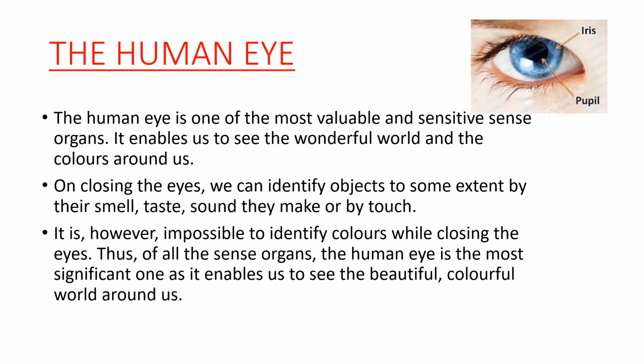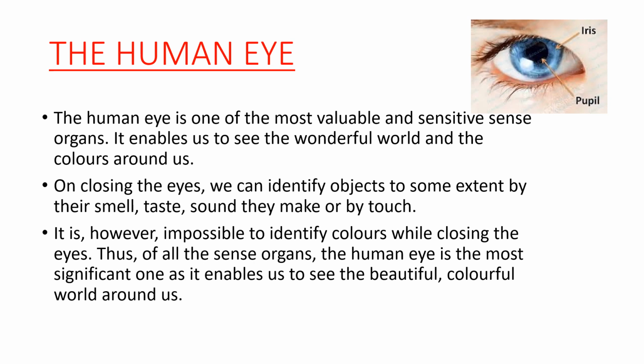What is the importance of human eye? The human eye is one of the most valuable and sensitive organs. It enables us to see the wonderful world and the colors around us. On closing the eyes, we can identify objects to some extent by their smell, taste, sound they make, or by touch. It is, however, impossible to identify colors while closing the eyes. Thus, of all the sense organs, the human eye is the most significant one as it enables us to see the beautiful, colorful world around us.